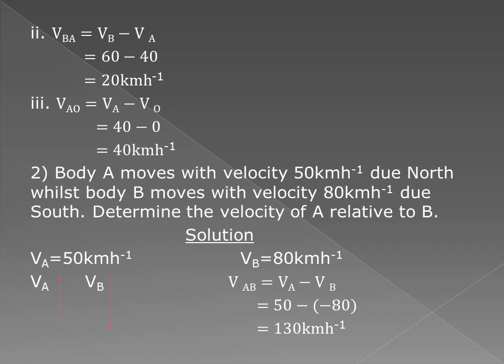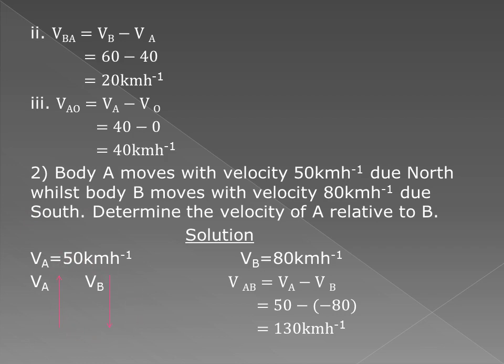Now, question 2 says that body A moves at a velocity of 50 kilometers per hour due north, whilst B moves at 80 kilometers per hour due south. Determine the velocity of A relative to B. Let's take note of the direction. This tells us that both bodies are in opposite directions.